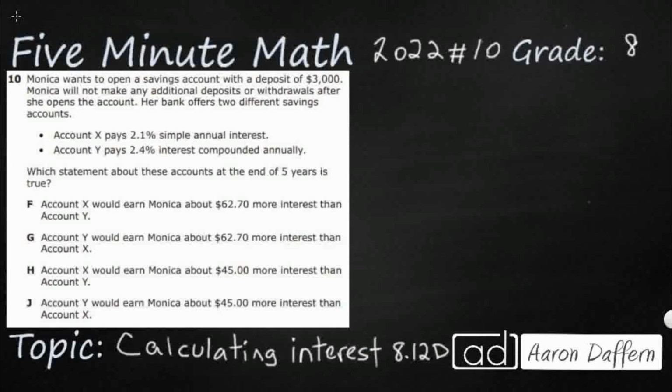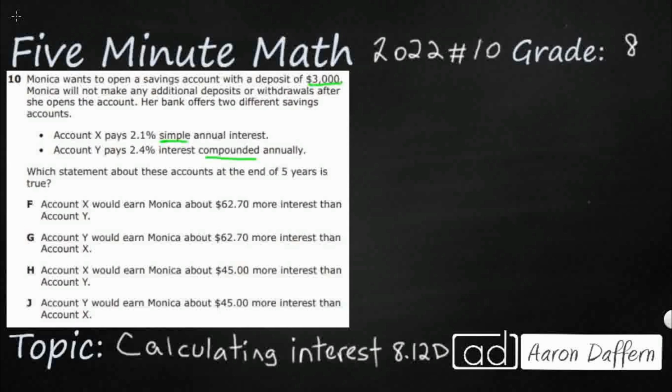So Monica wants to open a savings account. We got a deposit there of $3,000. Monica will not make any additional deposits or withdrawals, and her bank is offering two different savings accounts, and you see the difference here. The interest rates are different, but also one is simple, one is compound. So we need to compare these two accounts. Which one's going to give us more money?